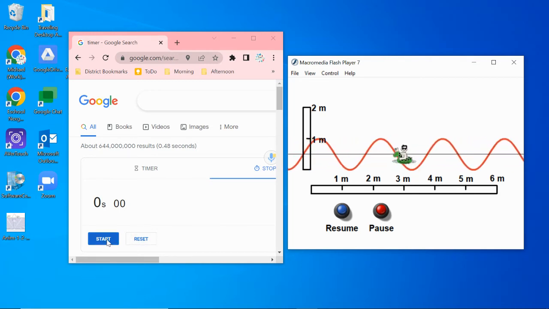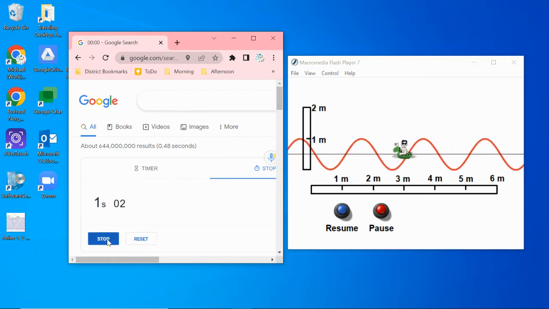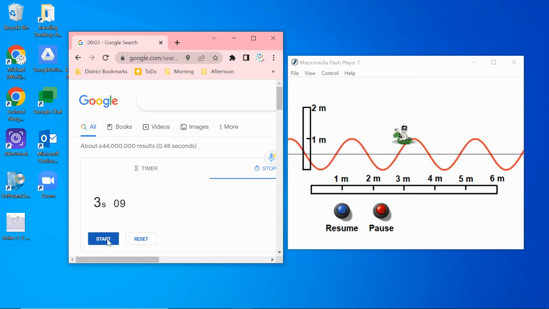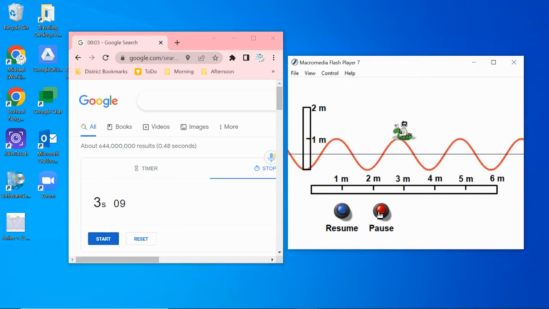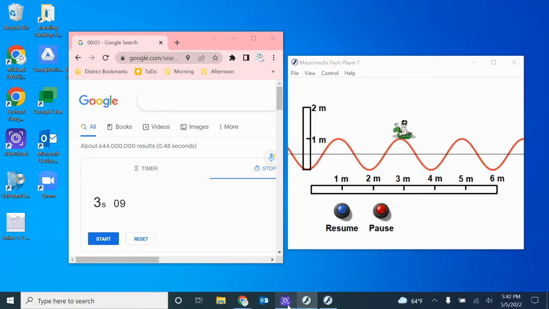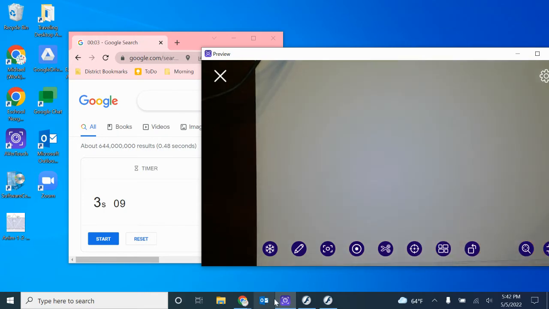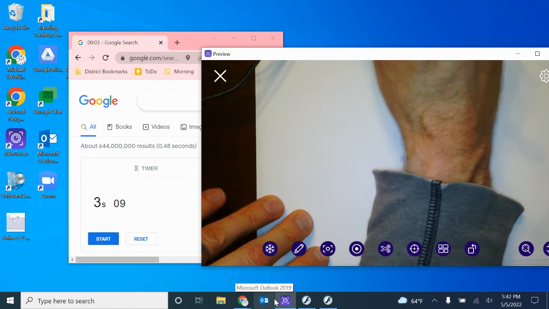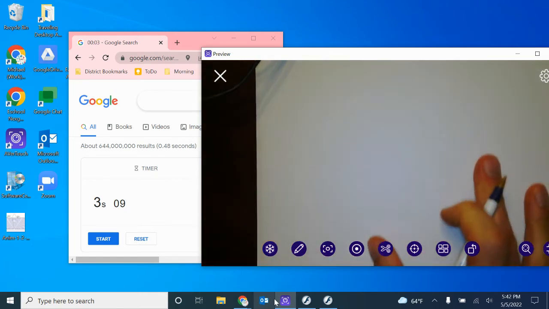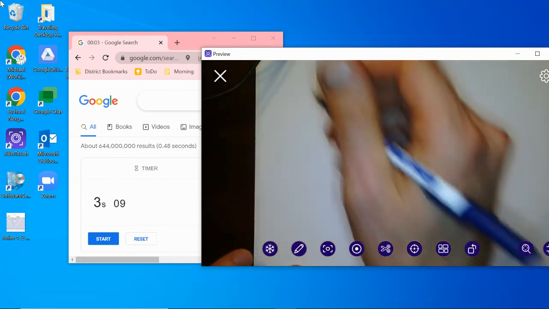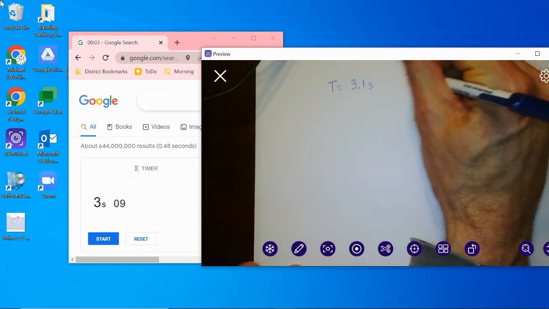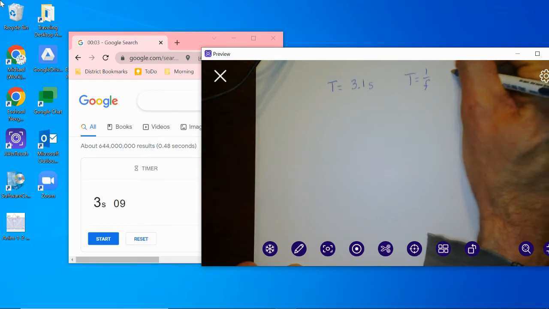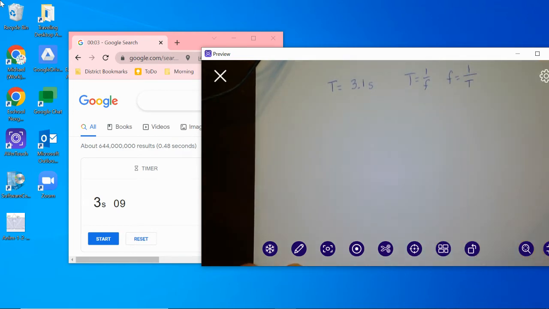So let's figure out his period the next time he reaches the top. I'll start, and I'll stop at the next time. All right. It looks like this period is about 3 seconds long. So let me pull out my paper, and I'll mark that his period is about 3.1 seconds long, right? That's his period. And if I want to figure out what the frequency is, I have to remember that period is 1 over f, and the reciprocal of that is right there.